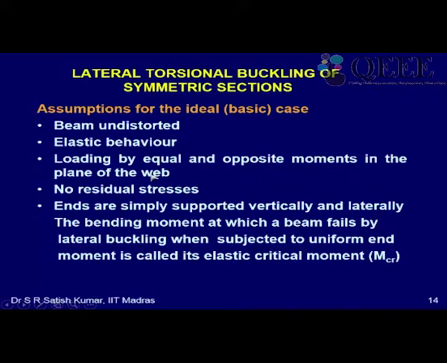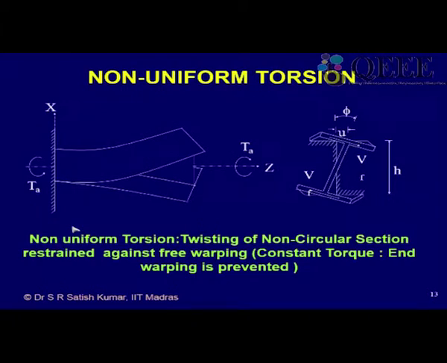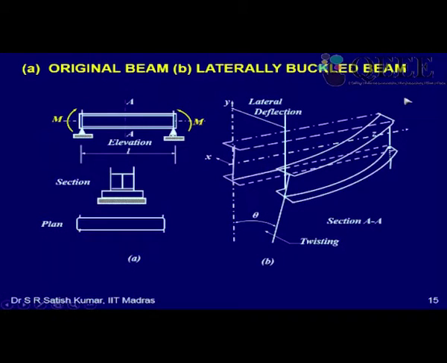That is, the bending moment is constant throughout the entire length of the member, and the beam is free from any residual stresses. Ends are simply supported vertically and laterally. As I said, by putting those two guides, we are simply supporting the ends in plan. So the ends can rotate in plan, but they can't move away in plan. They can't deflect in plan. That is what we are talking about here.